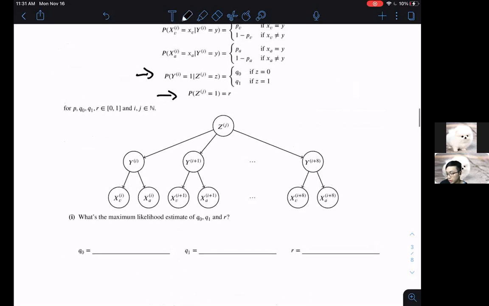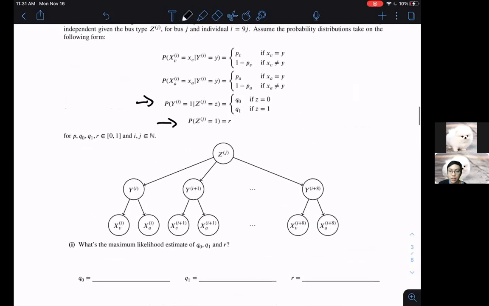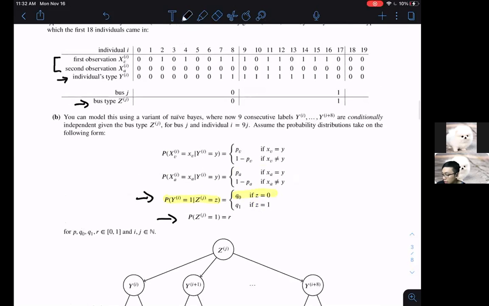So moving on to the actual problem, we are asked to compute the maximum likelihood estimate of Q0, Q1, and R. Between this and part A, not much has changed, because all we really need to do to calculate the maximum likelihood estimate is to take the count over the total once again. So for Q0, we see that this corresponds to this probability distribution with this value, where we look at the case where z equals 0. And we see that Q0 is going to be the corresponding probability of y is equal to 1, given z is equal to 0. So looking at that, we can look at the bus that is z equals 0, which is this one right here.